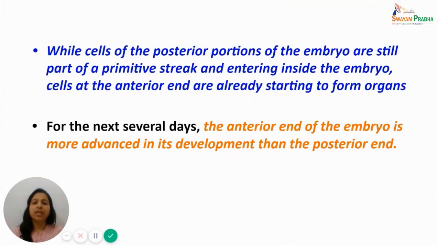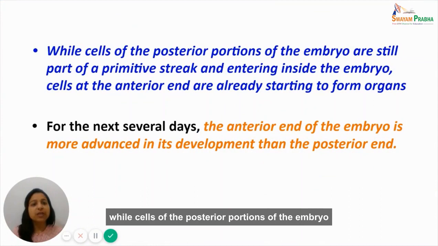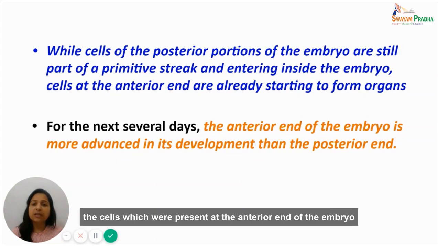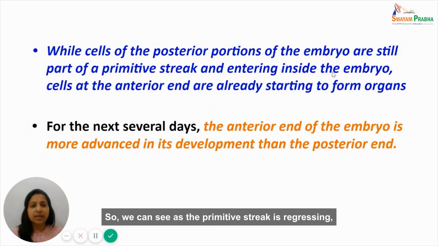Interesting to note here is that while cells of the posterior portions of the embryo are still part of a regressing primitive streak and they are still trying to enter inside the embryo, the cells which were present at the anterior end of the embryo, or which have already entered through the primitive streak and are now inside the embryo, have already started to form organs of the chick embryo. So we can see as the primitive streak is regressing, the formation of nervous system has already started to begin.